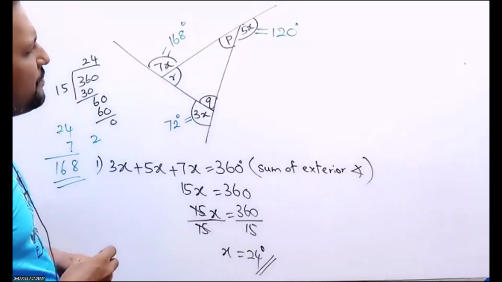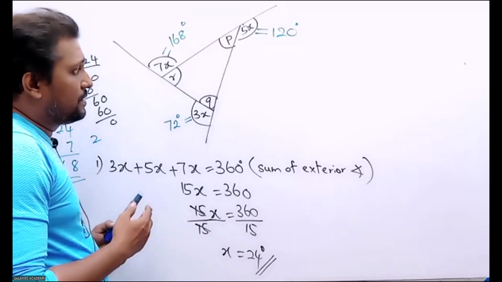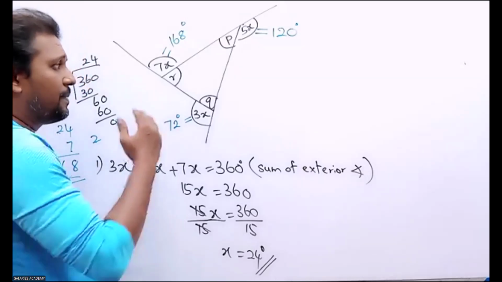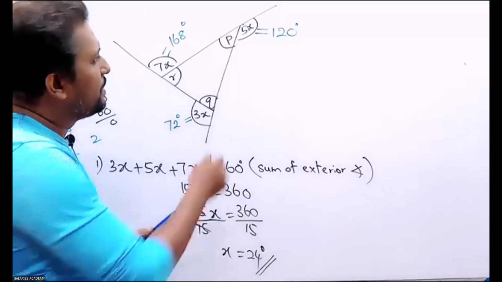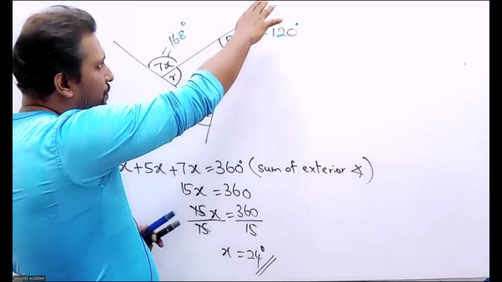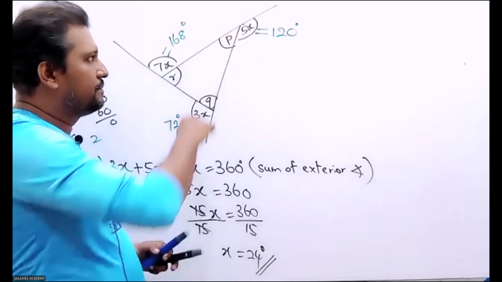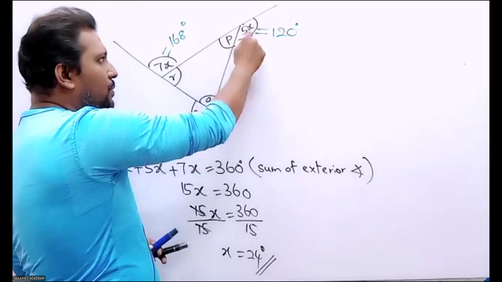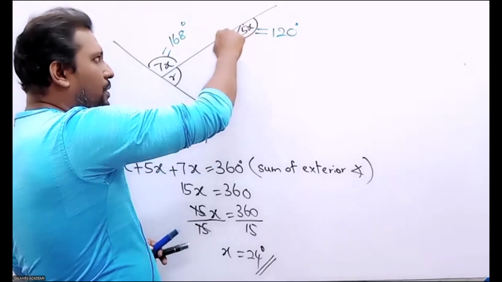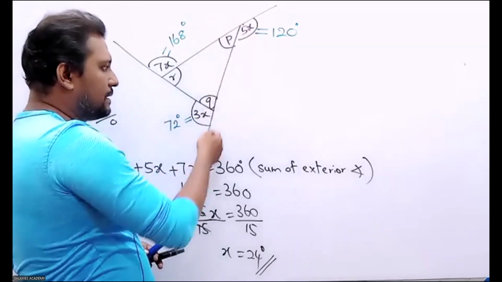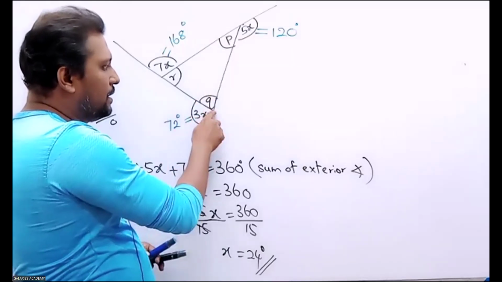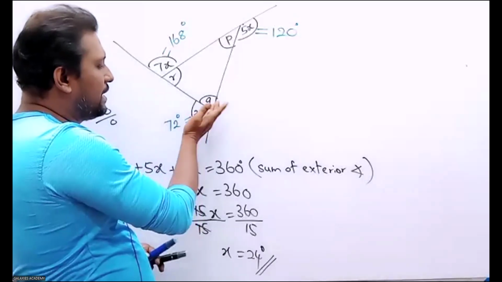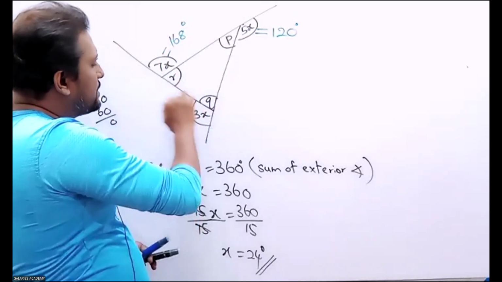Now you can find the values of P, Q, and R separately. Which theorem can we use? You can use the sum of angles on a straight line. This one is a straight line, with two angles located on it. This is another straight line, with two angles located around this point. And here is another straight line you can see.